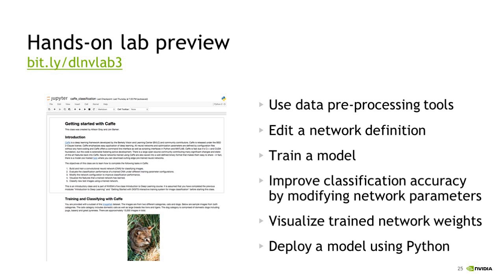You're going to edit a network definition and solver file, and then train a model using the Caffe command line interface. You'll then find that there are some improvements that you could potentially make to your trained network to achieve better performance in that classification task. So you'll modify the network definition in a number of different ways and retrain. You'll see how you can get visualizations out of the Python interface to Caffe, and you'll actually see how you can deploy a model using the Python interface to a new data set.